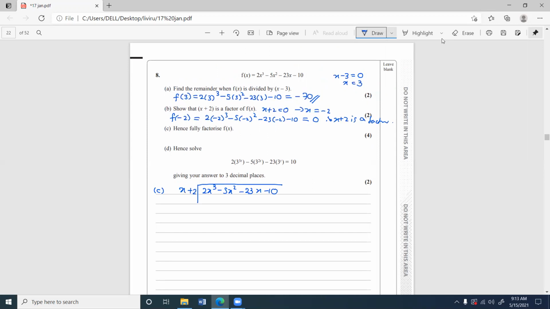So you have to see how many x terms there are for 2x cubed. You just divide this one by this. That's 2x squared. Then multiply this entire expression with this and write it below this. That is the same way you use long division. 2x cubed, 2x squared times 2 is plus 4x squared. Then subtract it.